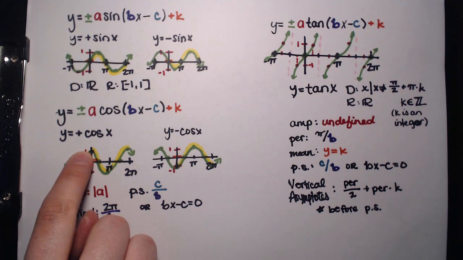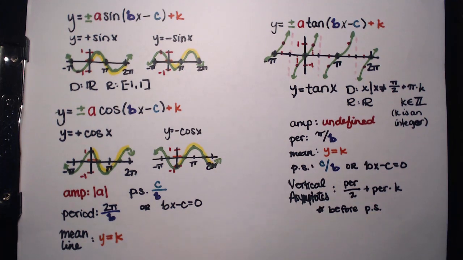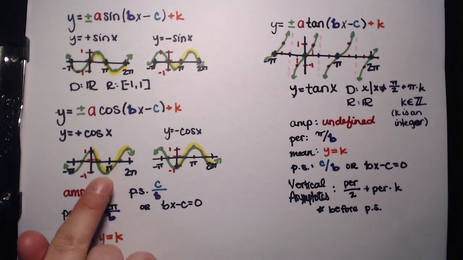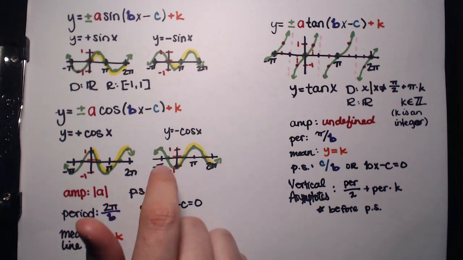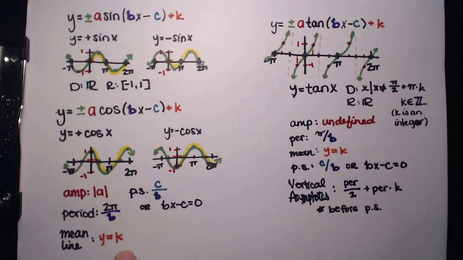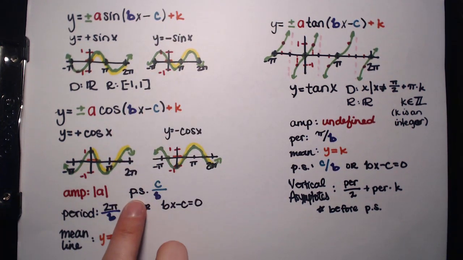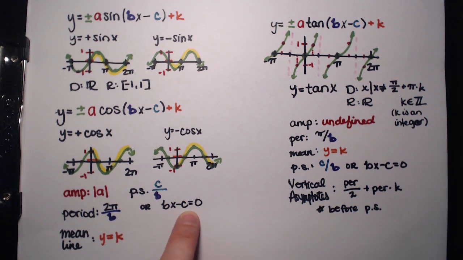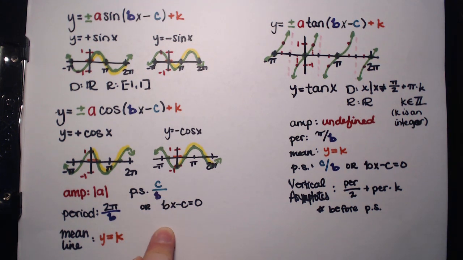at the top. And then if you have a negative in front, it's going to, of course, flip it upside down. The amplitude is just the absolute value of the number that's in front. The period is always 2 pi divided by the b value. The mean line is just y equals this number, the k. And then phase shift, you can either set the inside equal to 0, or you can view it as c divided by b, which is the same thing.